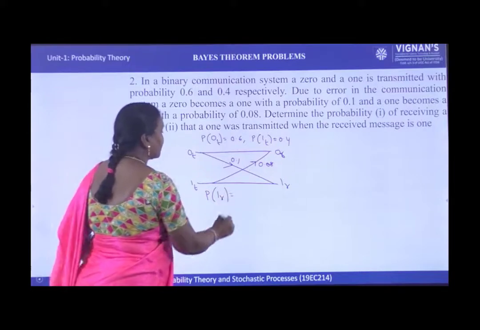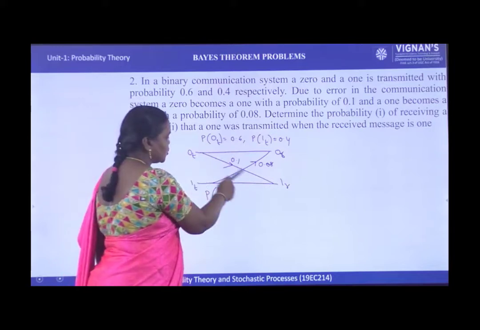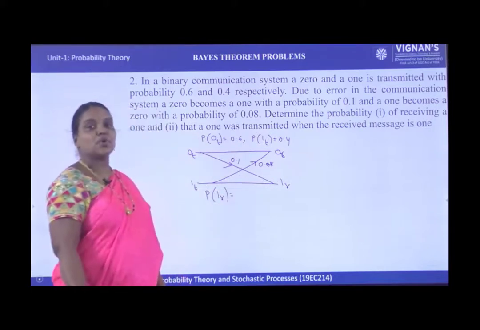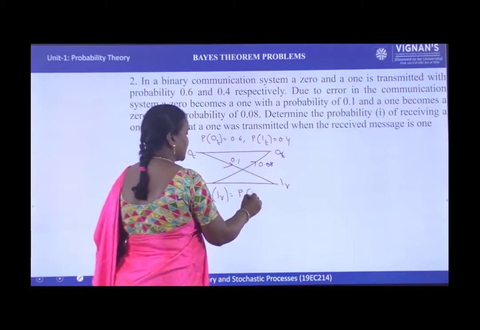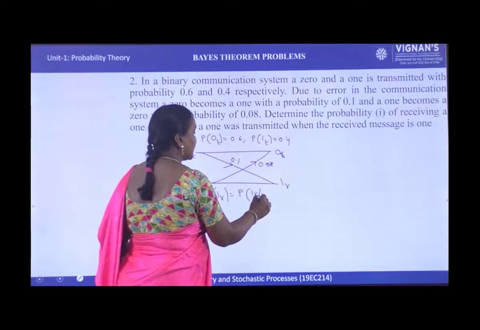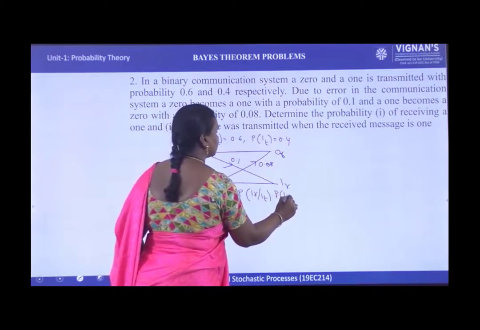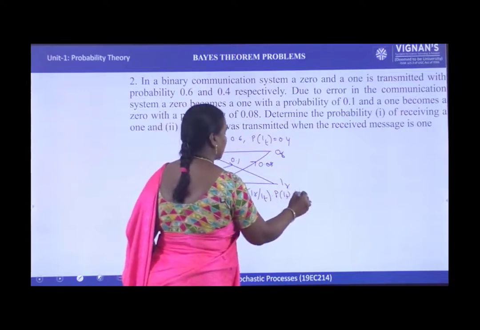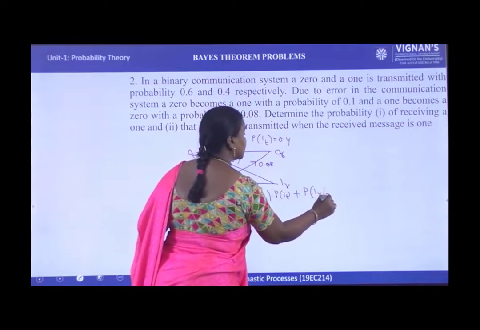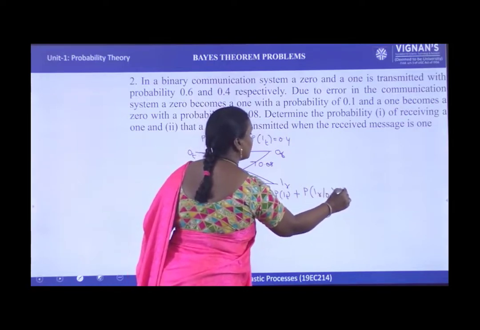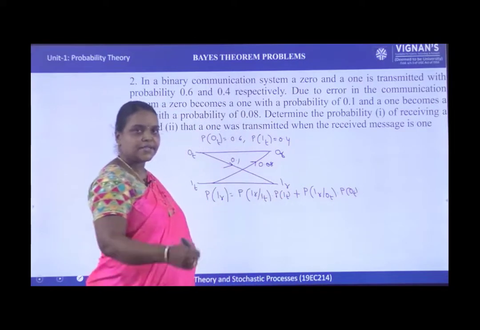so to find probability of receiving 1, you need to apply, that is 1 can be received from 0 or 1. That means you need to apply the total probability theorem. So P of receiving 1 when 1 is transmitted and what is the probability of transmitting 1 plus probability of receiving 1 when 0 is transmitted, and what is the probability of transmitting 0? So only two possibilities, either 0 or 1.